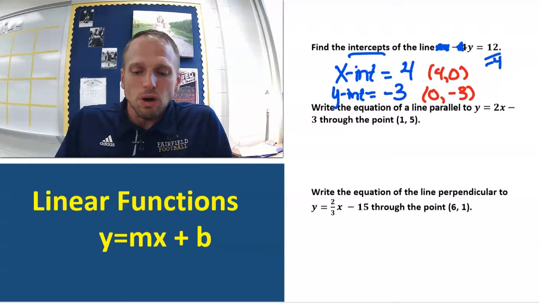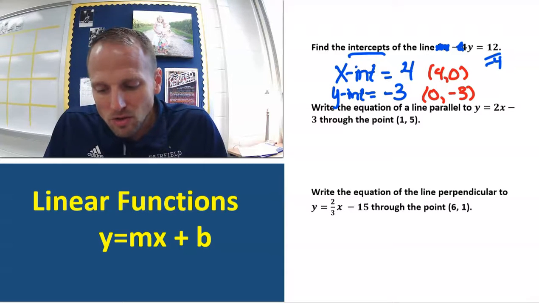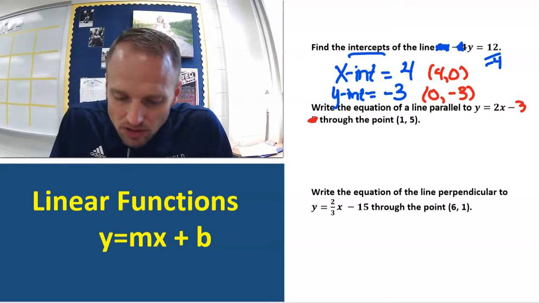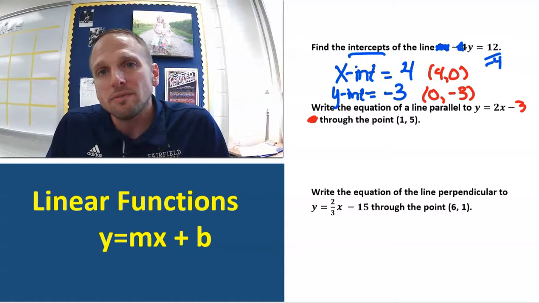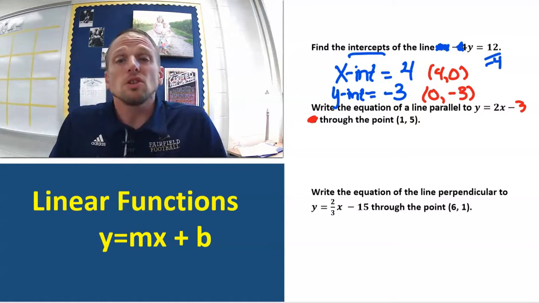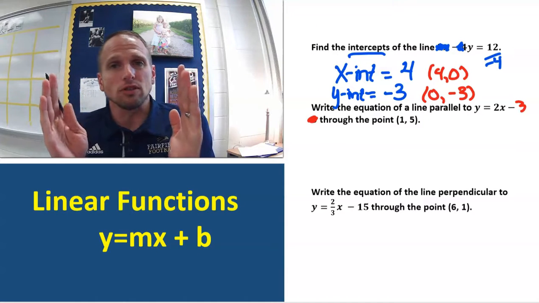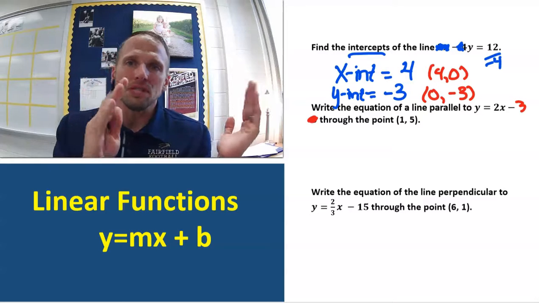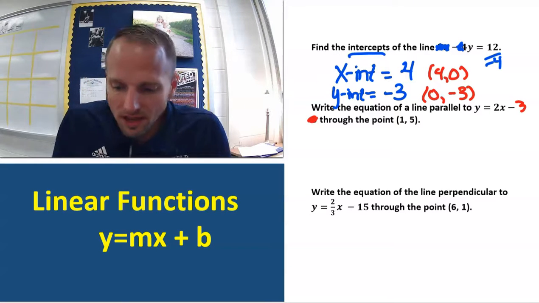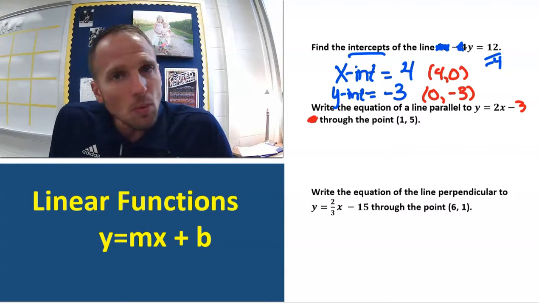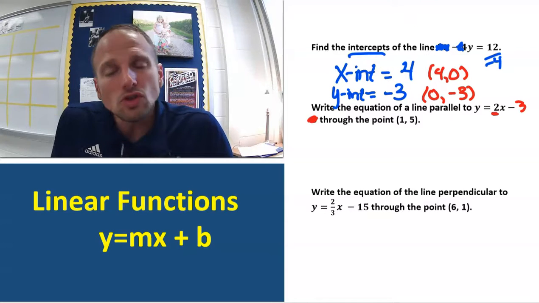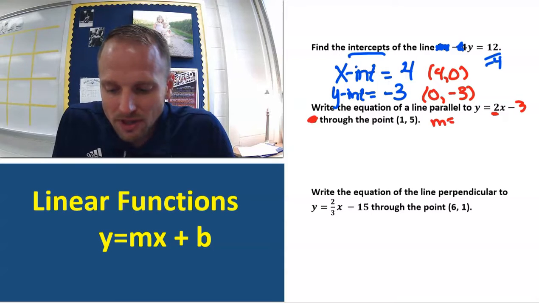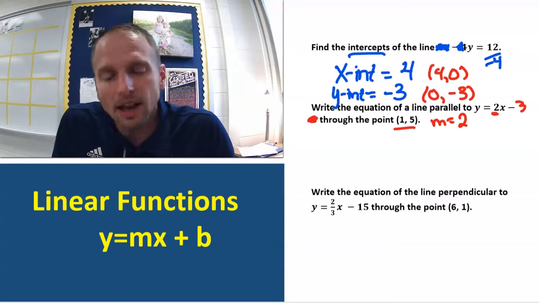All right? Next part, write the equation of a line parallel to y equals 2x minus 3, through the point (1, 5). I'll stick this over here just so it's easier to see. Okay, parallel lines look like train tracks, right? They never cross. Parallel lines always have the same slope. The slope in this equation, the number in front of x, is 2. So our slope for our new line has to be the same since it's parallel, and it's got to go through that point.